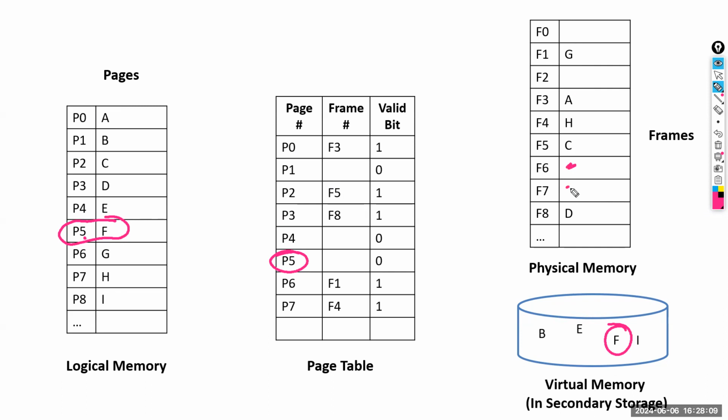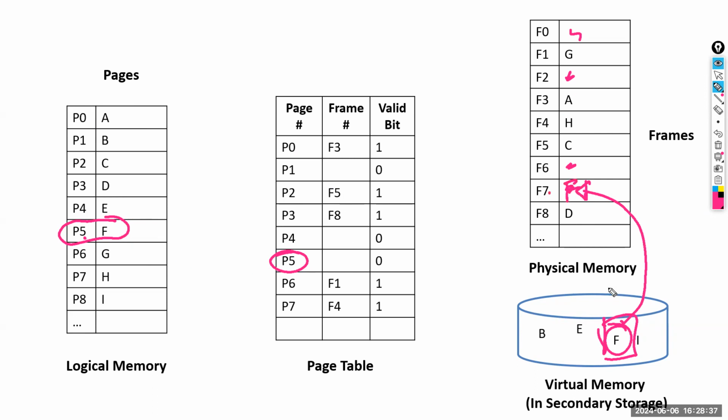It can take this page, or chunk of addresses, to one of the frames. Let's assume your operating system decides to take it to F7. Now this particular page, we label it as being in F7.